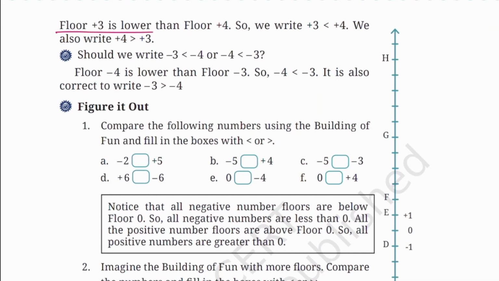Floor +3 is lower than floor +4. So we write +3 less than +4. So we also write +4 greater than +3. Should we write -3 less than -4 or -4 less than -3?